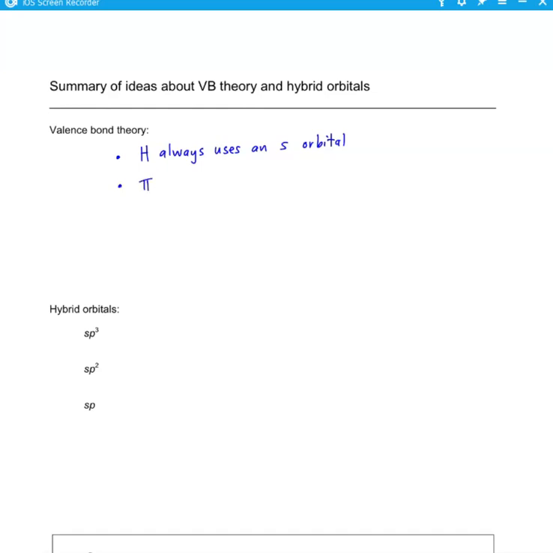Pi bonds, as we've seen, are always going to be formed by overlapping p orbitals. So if I ask you how a pi bond is formed, the answer is always going to be p orbitals. So pi bonds are always formed by overlapping p orbitals, one on each of the atoms involved in the pi bond, of course. And this is done, and you probably heard me mention this, in a side-to-side fashion.